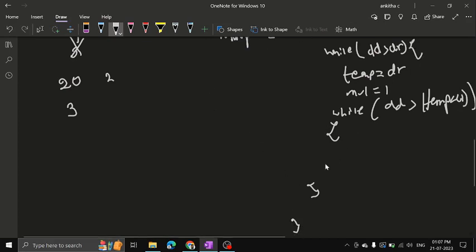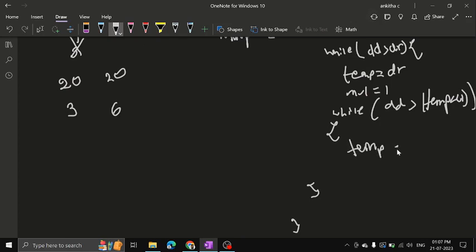So this is the outer loop, inner loop. So 20 and 3 you have. The dividend is 20. 3 left shifted by 1 position will give you 6, which is 3 times 2, right? So is 20 greater than 6? Yes, it is.